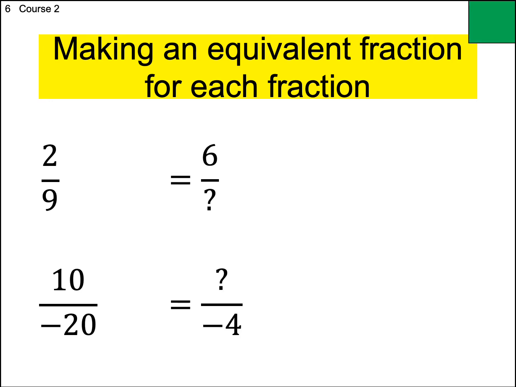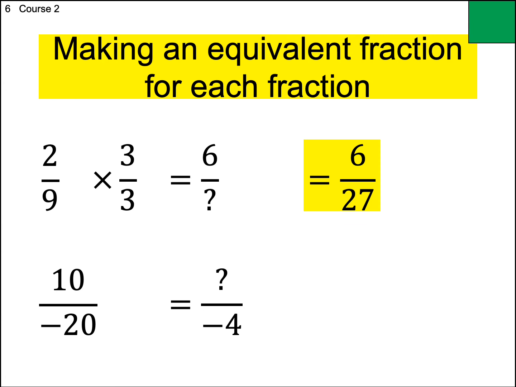I apologize. It looks like I put the question mark each time on the right side. Just be ready. The question mark could be on the left side. So you go from number to question mark, number to question mark. All right, how'd you do? Let's see. On the first one, we're going from a 2 to a 6. That's multiplied by 3. So if we multiply the top and the bottom by 3, we would get 6 over 27.